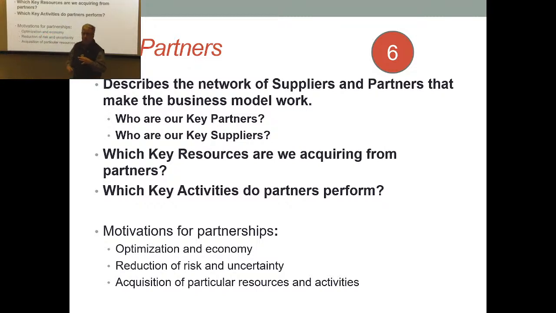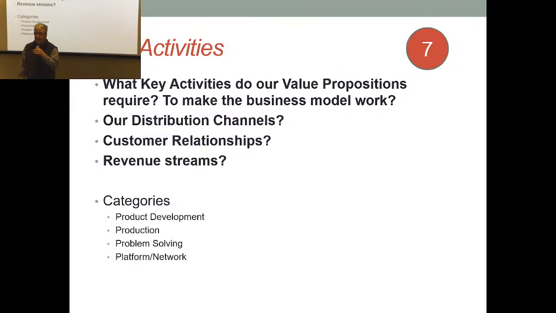It's going to help you get specific resources, specific activities, key partners. Key activities. This is what you need to get your value props that you're looking for, to make your business model work. What are your distribution channels? What are those relationships? How are you going to maintain those relationships? What are your revenue streams? How are you going to get those revenue streams? Product development, producing things, okay? These are your key activities.